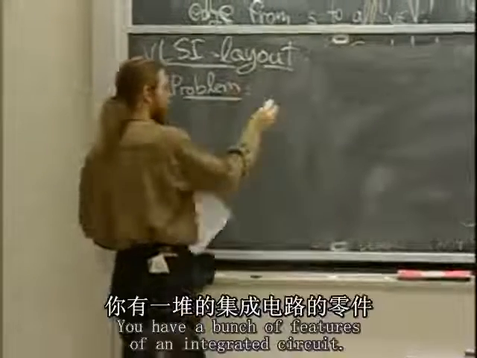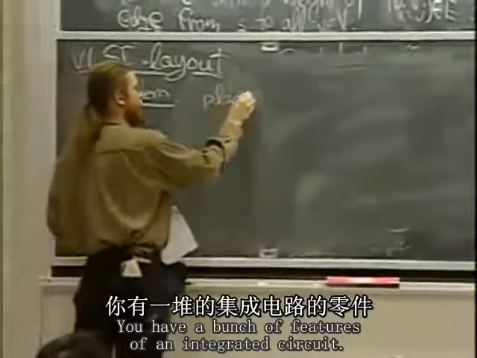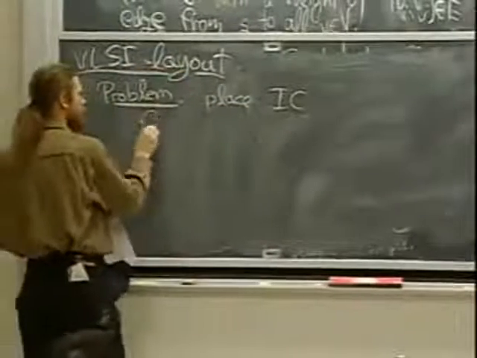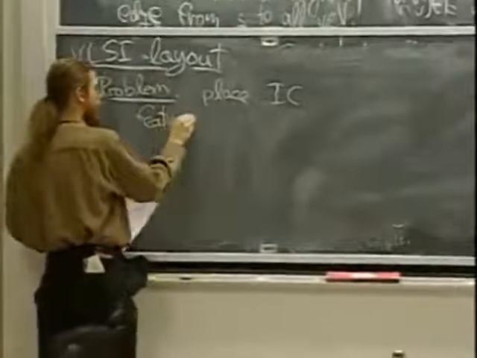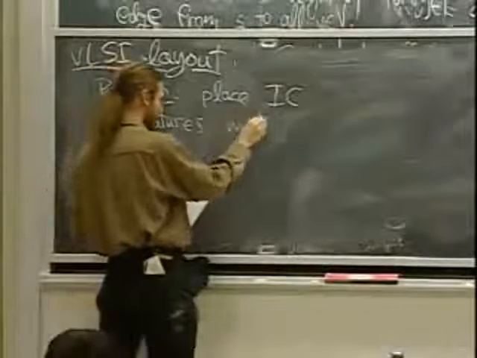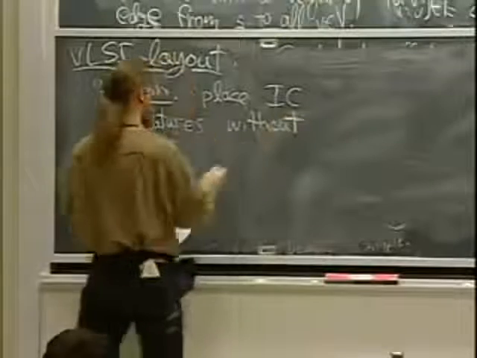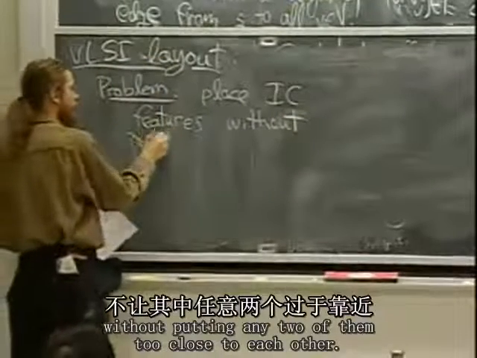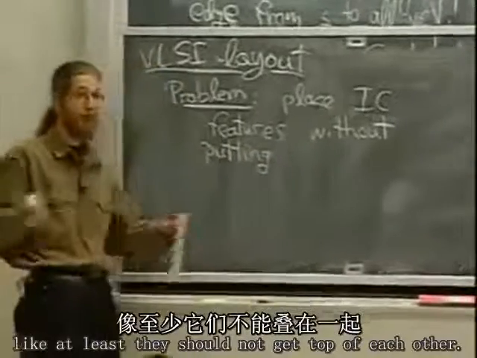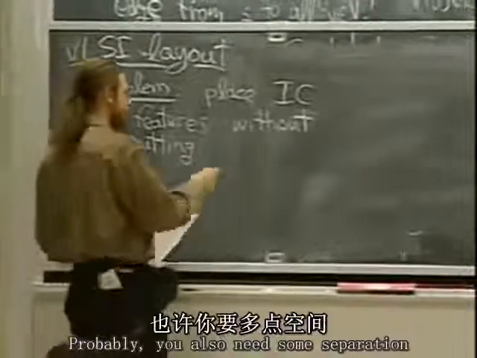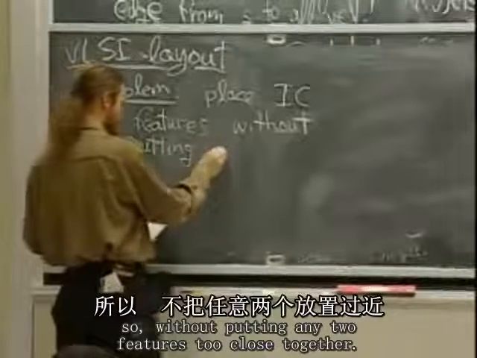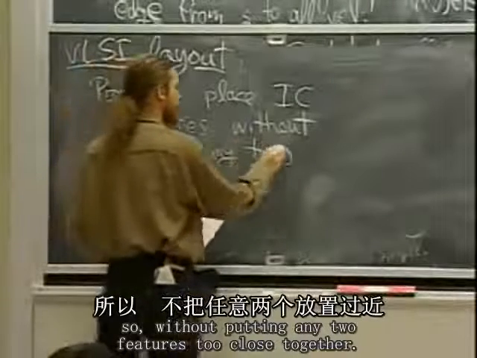You have a bunch of features of an integrated circuit. You want to somehow arrange them on your circuit without putting any two of them too close to each other. You have some minimum separation, like at least they should not be on top of each other. Probably you also need some separation to put wires in between, and so on. So without putting any two features too close together.